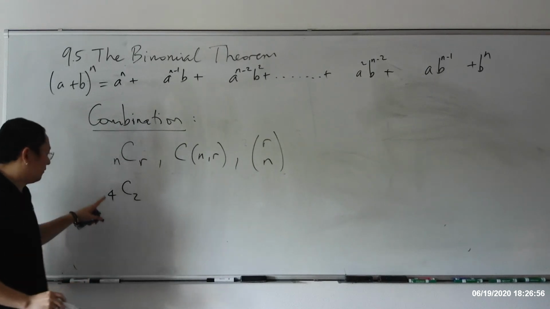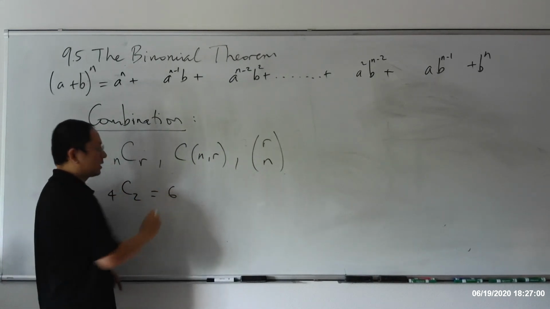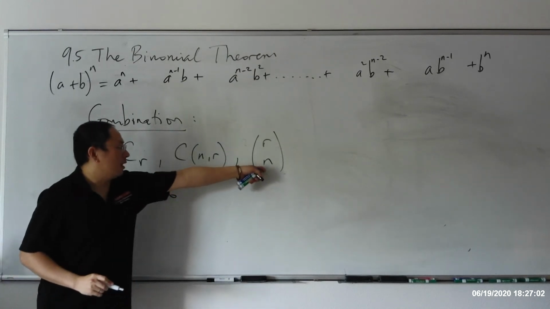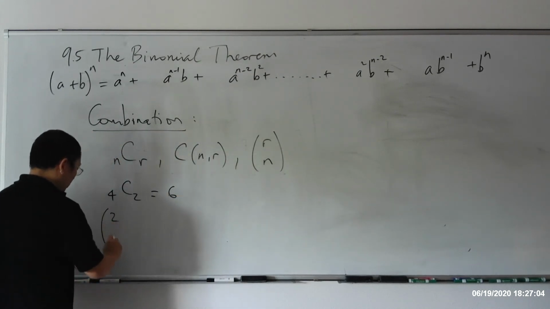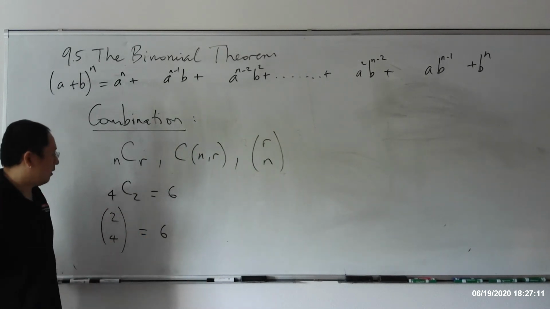So you can see this: 4C2 means we've got 4 items, you choose 2 items, and the combination is equal to 6. In our book, they denote it this way: 4 choose 2. Choose 2 out of 4 is equal to 6. And what is the formula for this?